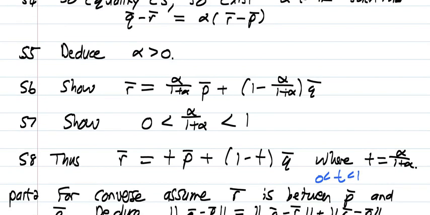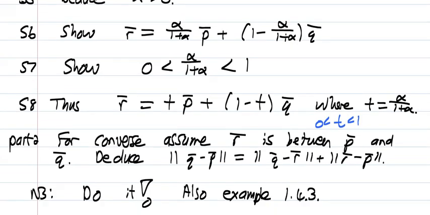So for part 2, that is the converse, what you do is you assume that R is between P and Q, so you have a certain equation that is true, and then you have to deduce that the norm of Q minus P is equal to the norm of Q minus R plus the norm of R minus P. All right, so that's just a little algebraic exercise, so please give it a go. And combining part 1 and part 2, you will have the proof. All right, guys, very important, also do the examples in the textbook. 1.4.3 is a good example to redo.